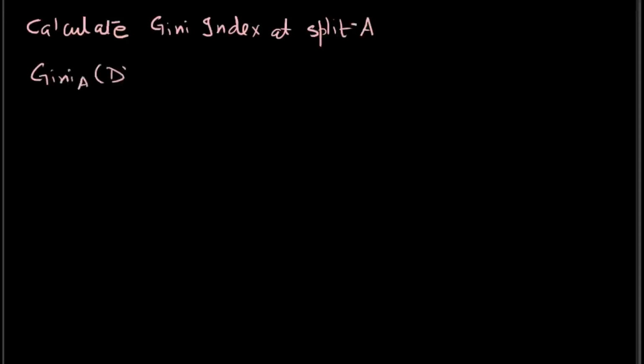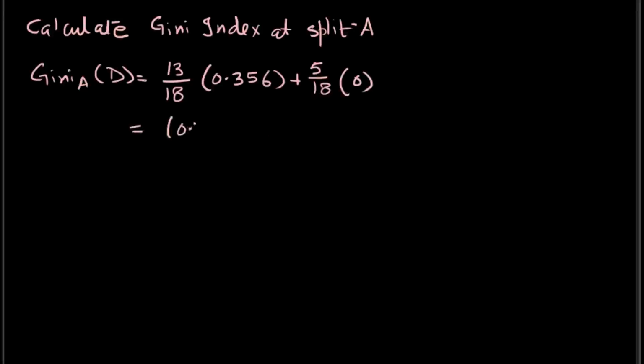So after the split at A, the total impurity of the partitioned dataset D is 13 by 18 into 0.356, that is the proportion of the number of samples in one partition, and the other partition has 5 samples, so 5 by 18 into its Gini index, that is 0. So it gives us 0.72 into 0.356 plus 0 is equal to 0.257.